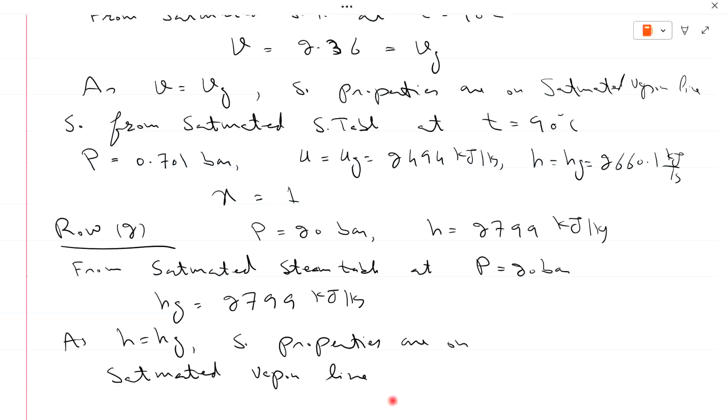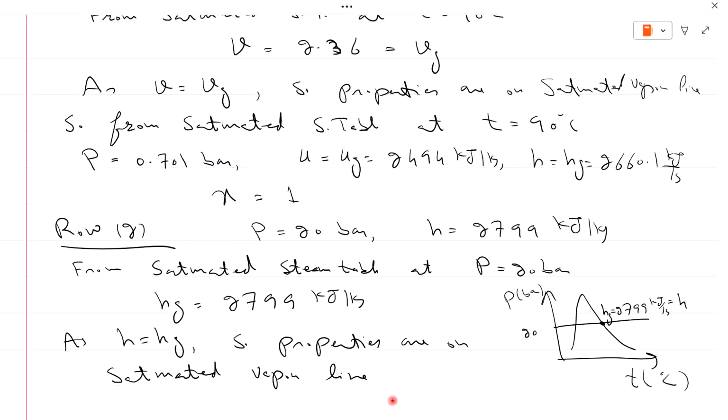We can show this by the PT saturation curve. This is pressure in bar, this is temperature in degrees centigrade, this is the saturation curve, and pressure is 20 bar. Let's suppose this is 20 bar pressure and this is the constant pressure line. Hg is this point, which is equal to 2799 kilojoule per kg, and H is equal to Hg.